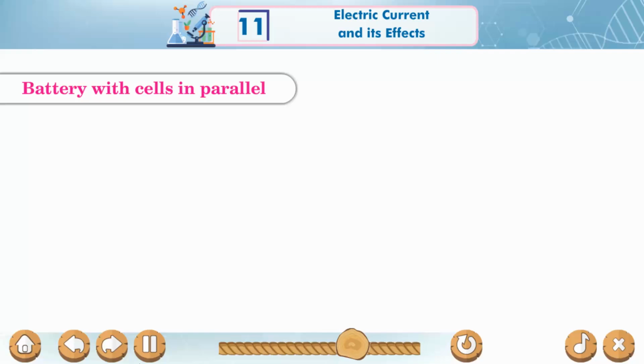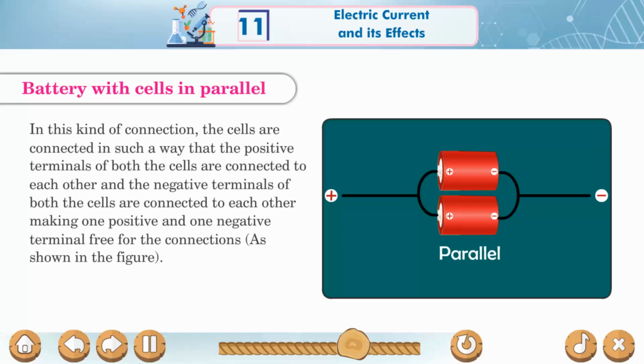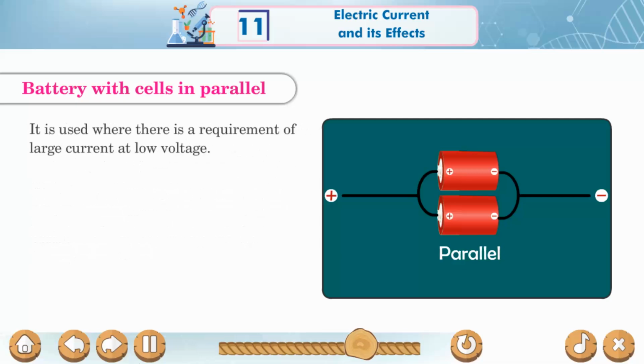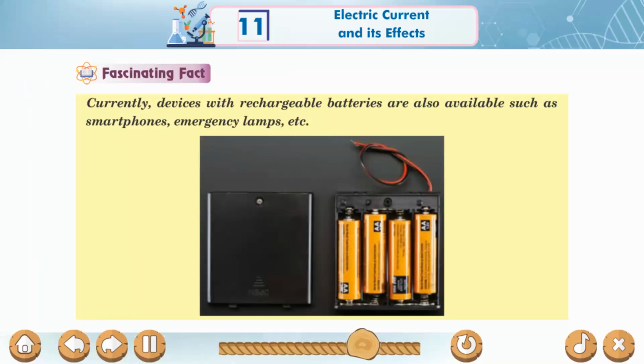Battery with cells in parallel. In this kind of connection, the cells are connected in such a way that the positive terminals of both the cells are connected to each other and the negative terminals of both the cells are connected to each other, making one positive and one negative terminal free for the connections as shown in the figure. It is used where there is a requirement of large current at low voltage.